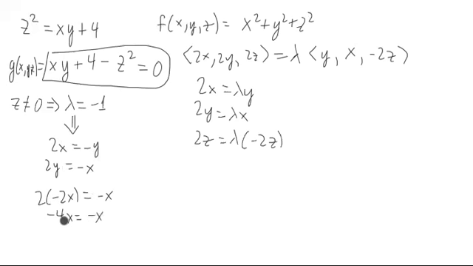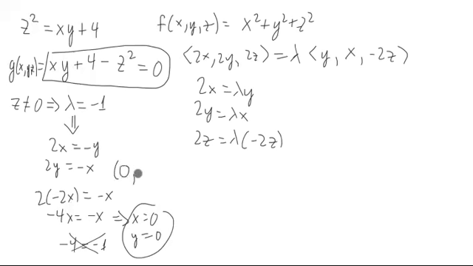Now, if we were able to divide by x, this would be a false statement: negative 4 is equal to negative 1, which is false. You can't have that. That forces x to be 0 in order for this to be true. And if x is 0, then y must also be 0. So in the case that z is not 0, we force x and y to be 0, so we get a point (0, 0, z).